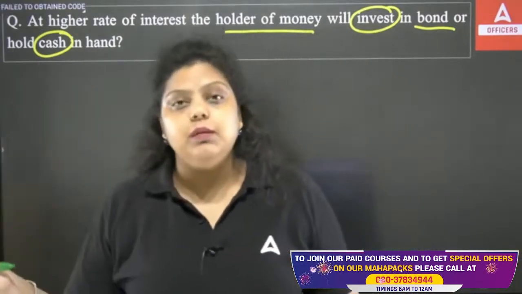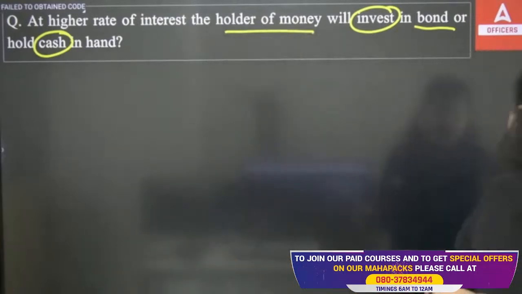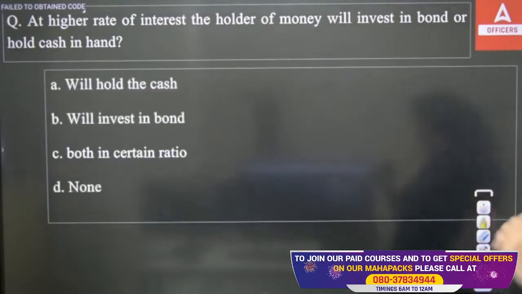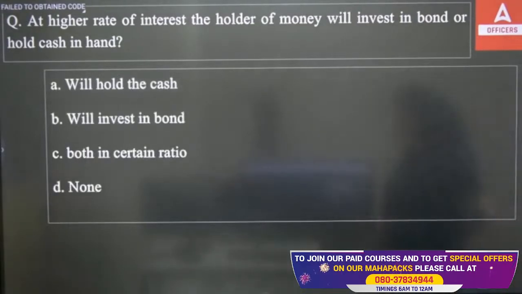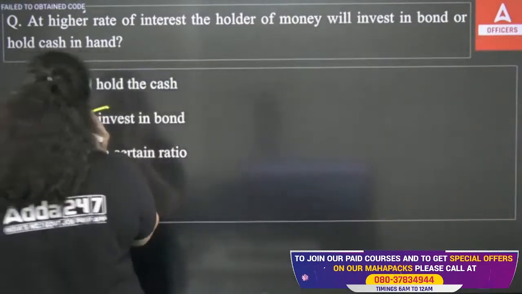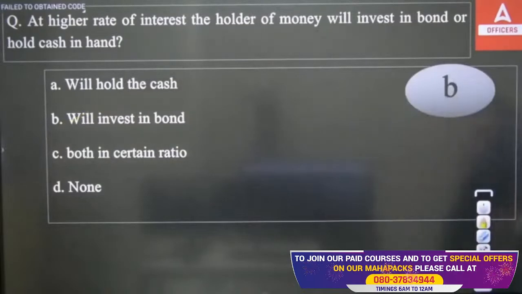So what will you do? You will invest your money in the bonds, or have the cash with you yourself. Which of the following decisions will you take in case a higher rate of interest is available? Invest in bonds, or hold the cash. It's very obvious it will invest the money in the bond, because holding the cash in hand will not give you much return. So the right answer is that the holder of money, the person who has money, will invest in the bonds in the country. So the right answer will be your B option.